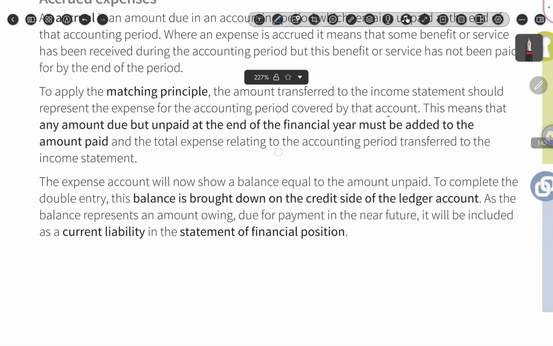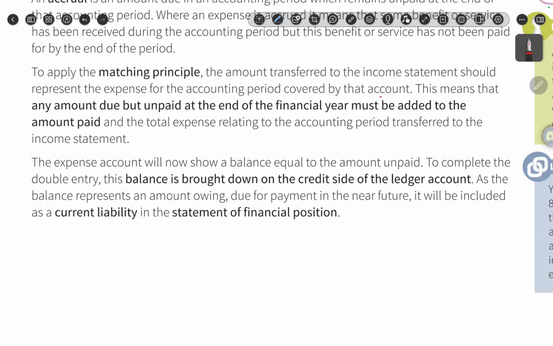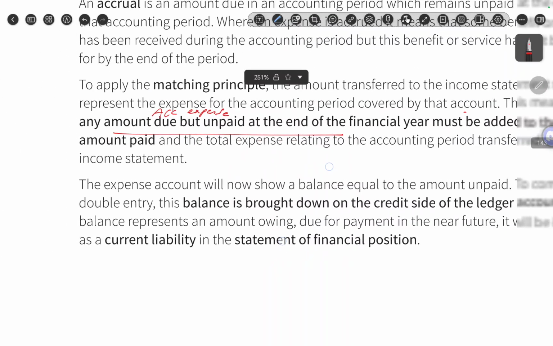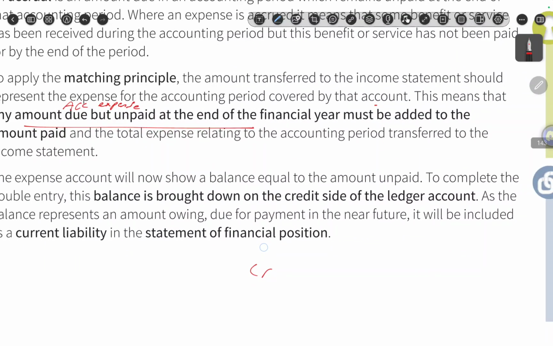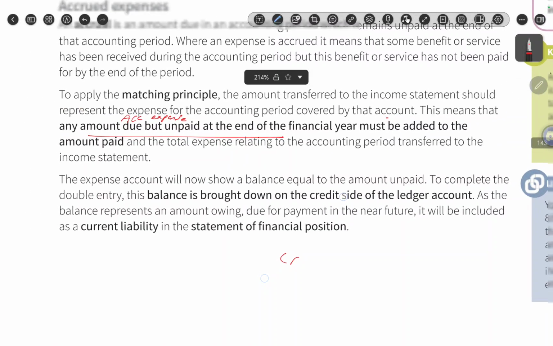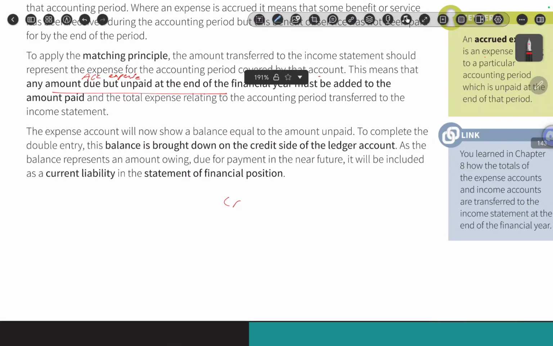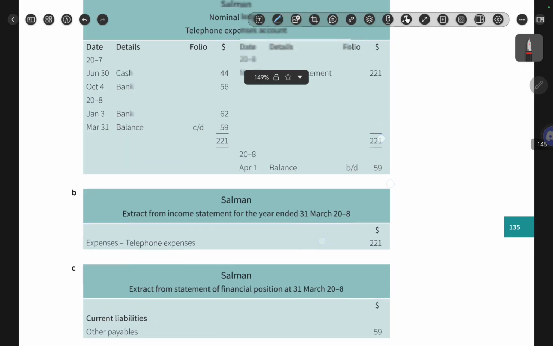What does this mean? Say I have like my rent account. Oh wait, we can just use the terminology we learned. Any amount due but unpaid means that you owe someone the expense, like you have not paid it yet. That's accrued expense. Now tell me which side does the accrued expense come? Comes on the credit side, must be added to the amount paid and the total expense. Will not show a balance equal to the amount unpaid or whatever. We can just look at the account directly.